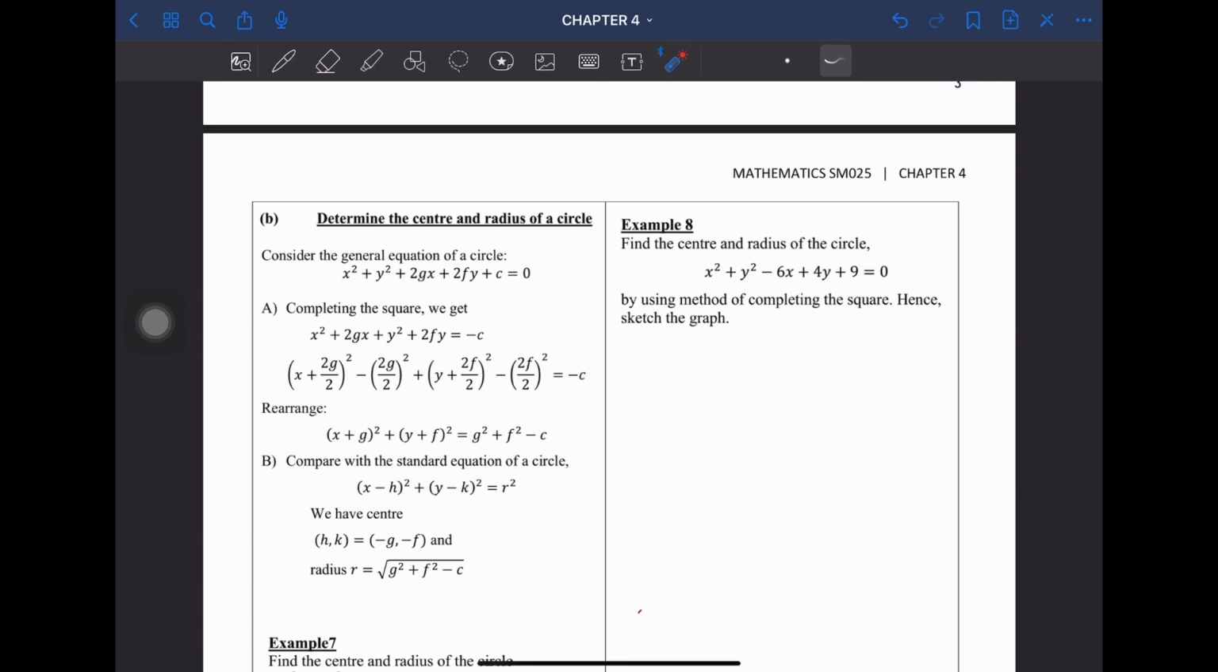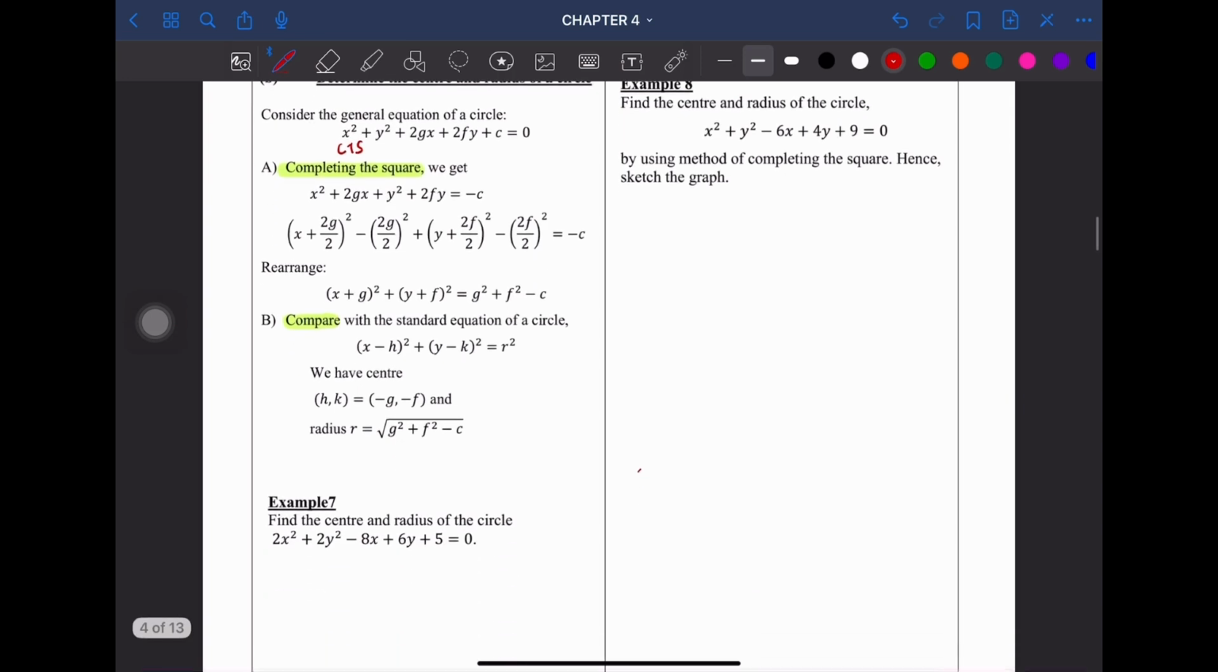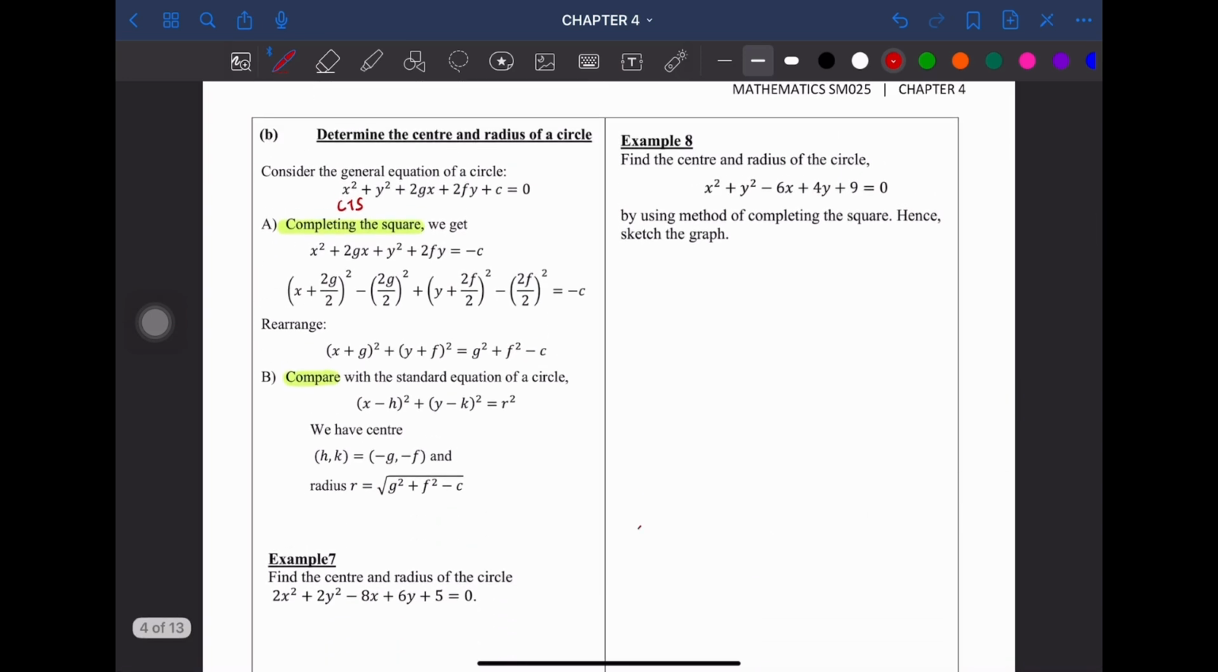Okay, so there are actually two methods of finding the center and radius. The first one is comparison, and for the second one we're going to use the completing the square or the CTS method. I'll show you both examples on how to use the comparison and also completing the square.